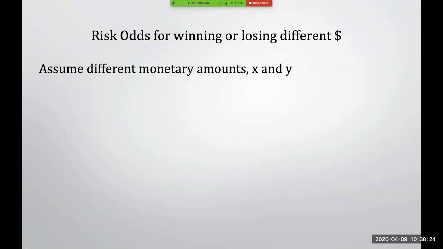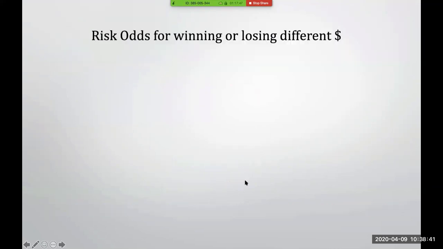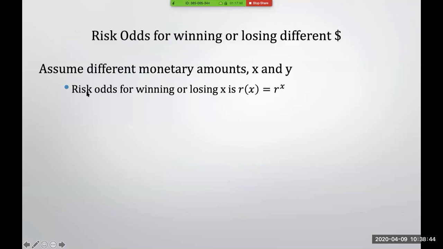For any different amount of money, X or Y, the risk odds, we are using this expression and this formula now. Now, if M is equal to X, the risk odds of X dollars is R raised to the power of X, okay? That is what we have here. The risk odds for winning or losing X dollars is this. And the risk odds for winning or losing Y dollars is this. Just raise the risk odds of winning or losing $1 to the other dollar amount.